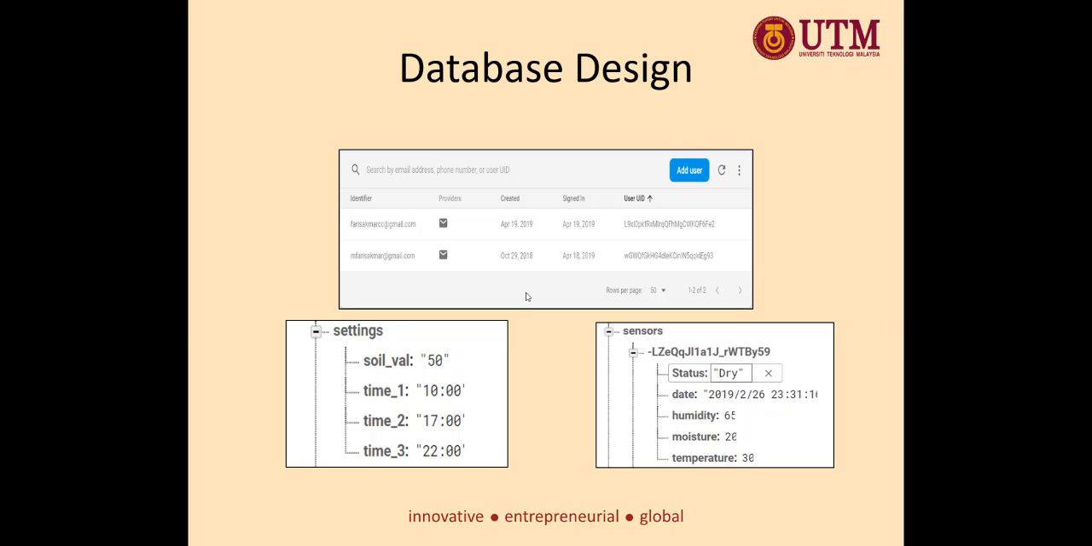On the bottom right, we have the sensors' structure of data. Every object contains the data that has been uploaded by the hardware device. As you can see, first we have the status, either dry or wet. This depends on the current soil moisture reading. Also, the hardware device includes the date that has been retrieved from the real-time clock, as well as all the sensors: humidity, moisture, and temperature.